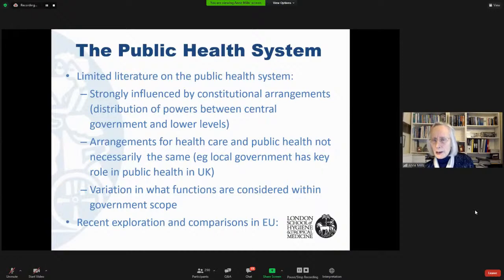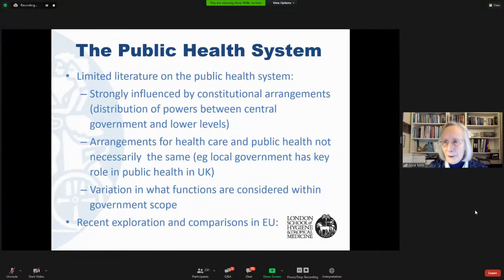I think it's clear it's strongly influenced by constitutional arrangements. For example, the distribution of powers between central government and local government, because some aspects of public health are centrally a concern of local government. But the arrangements for healthcare and public health are not necessarily the same. For example, local government has a key role in public health in the UK, but does not have a role at all in health services. And there's also variation across countries in what functions are considered within government scope, and indeed are considered acceptable in government scope, such as wearing a face mask, for example.